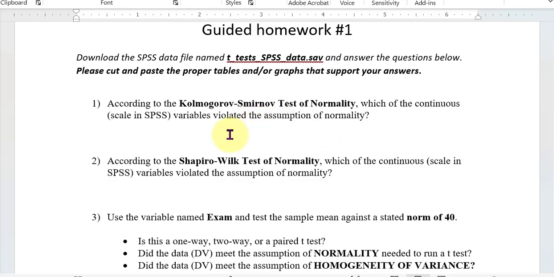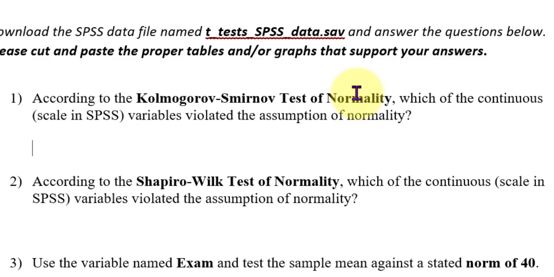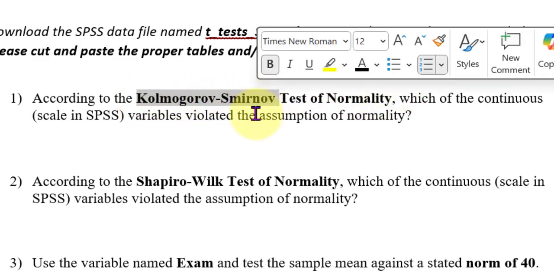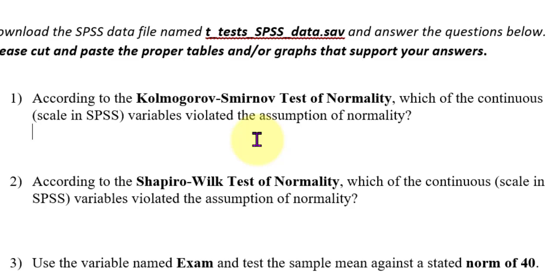But let's go ahead and get started. Number one, the Kolmogorov-Smirnov test of normality. These are the Russian guys. We just normally call it the KS test, but it will tell you if your continuous variable is normal or not. And then the next one, question two, it's the Shapiro-Wilk test of normality. And in SPSS, you can do them at the same time. And normally they agree, not all the time.